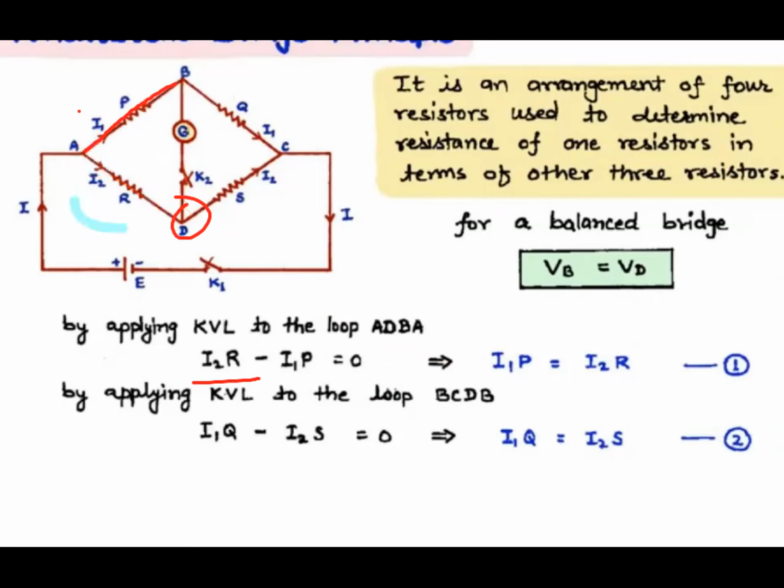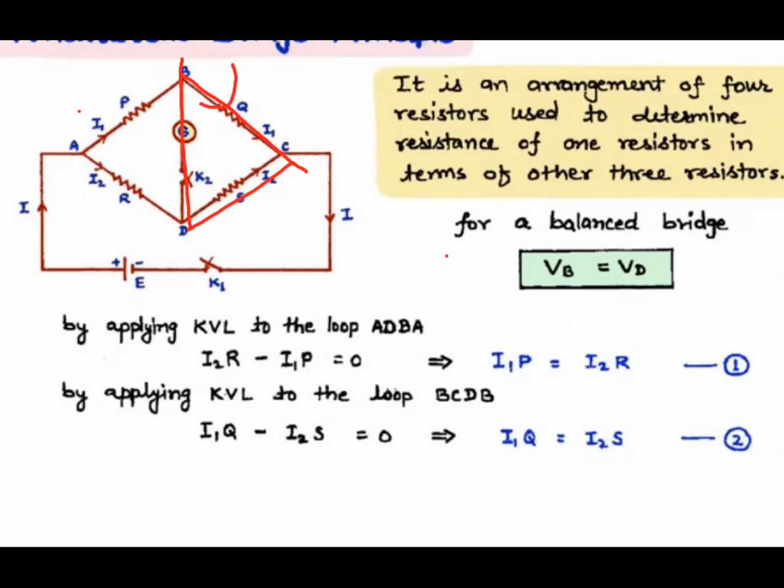Now we will consider the second loop. We can see the second loop is over here, that is BCDB, right? We started from B and we will end with B only. Now we are going to move from B to C. You should imagine yourself moving from B to C.